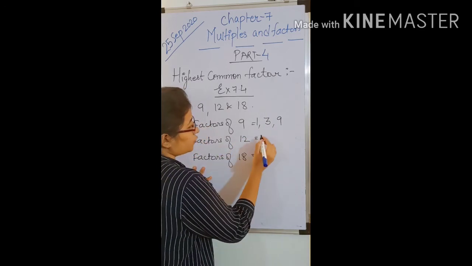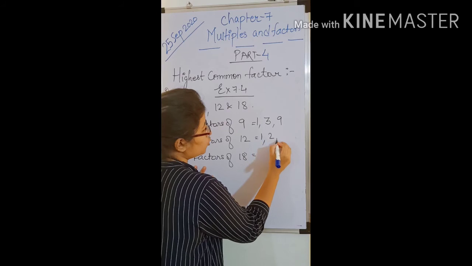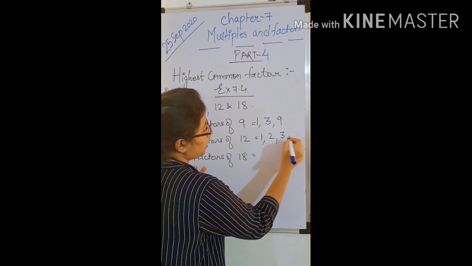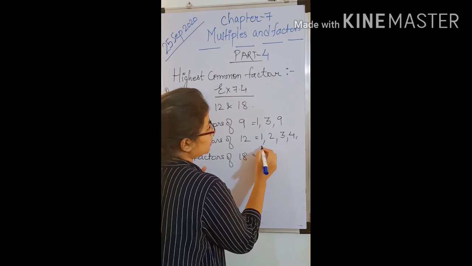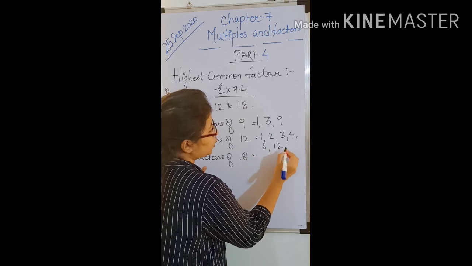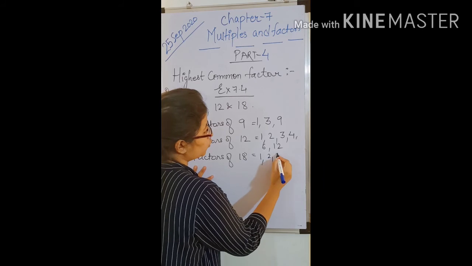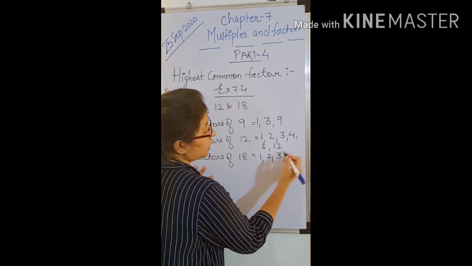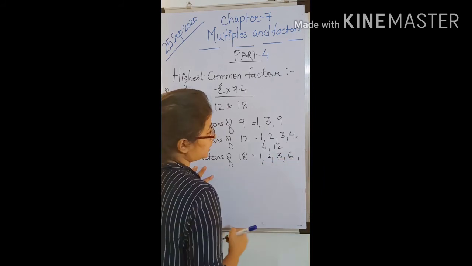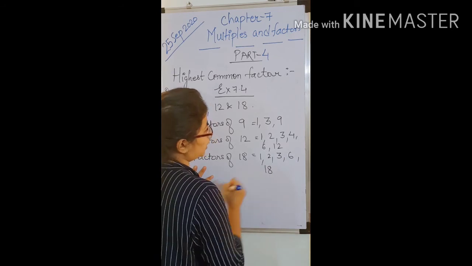Moving to the next number, factors of 12. It comes in 1, 2, 3, 4, then 6 and the last digit will be 12, the number itself. The factors of 18 are 1, 2, 3, then it comes in the table of 6, 3 6s are 18, then the last digit will be 18 itself.